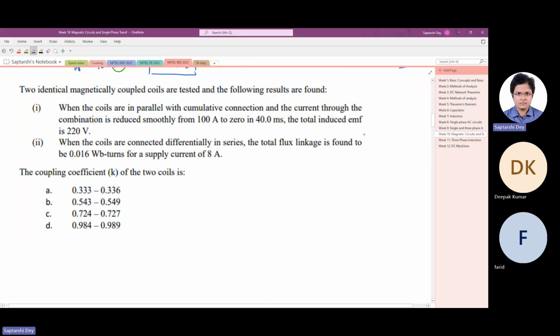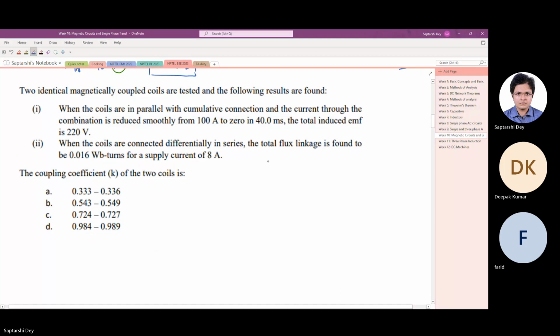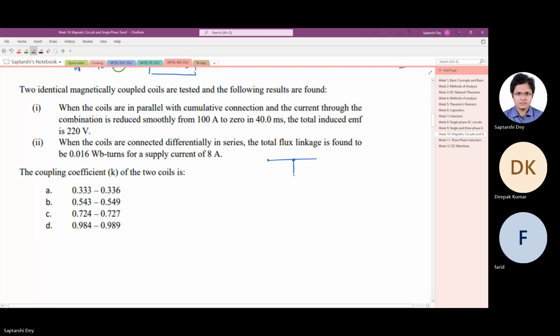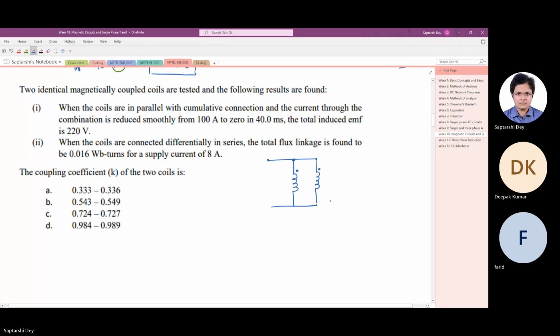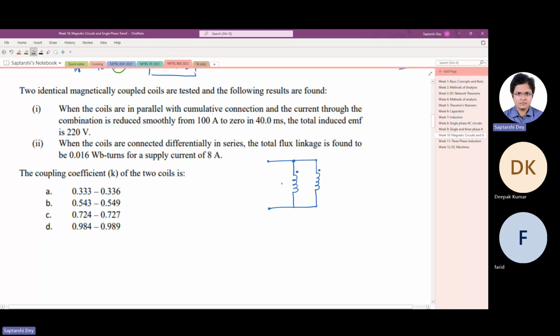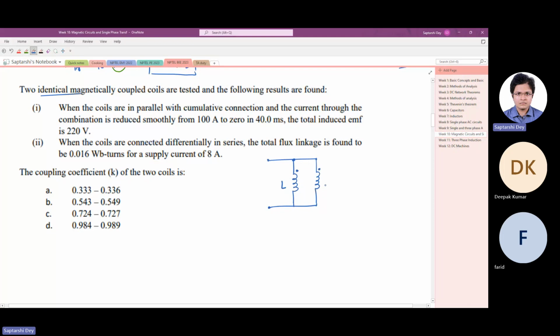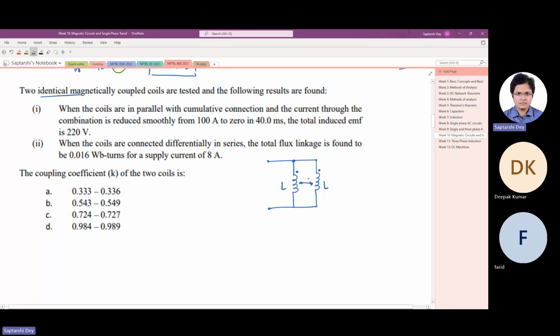This one is kind of a formula based question. You read the question first. So two coils are in parallel with cumulative connection, which means this is one coil, this is another coil. They are magnetically coupled, and cumulative connection means both of them have the dots on the same side, right? Now if they have said identical, so if this is L, this is also L, and their mutual inductance that depends on the coupling is M, say.